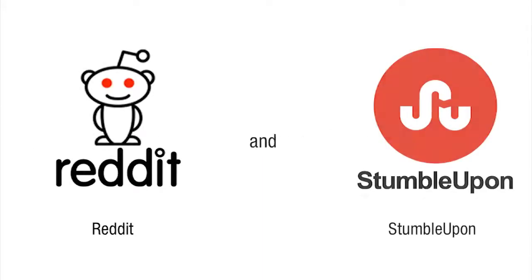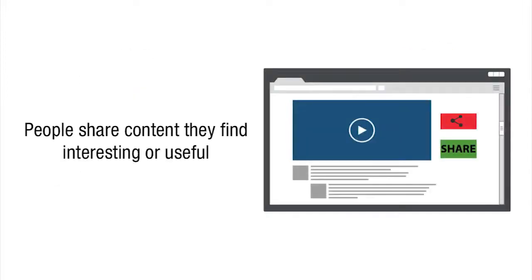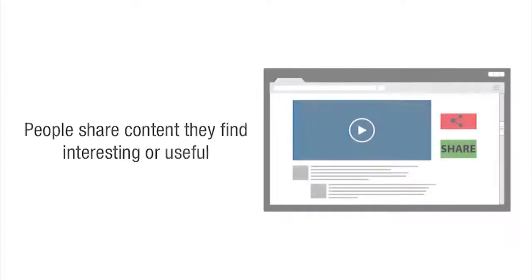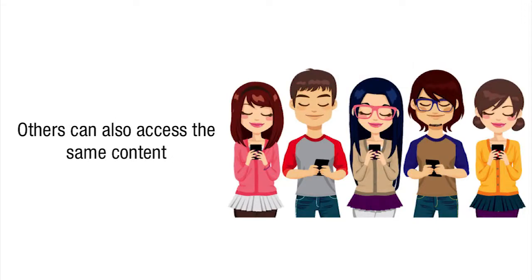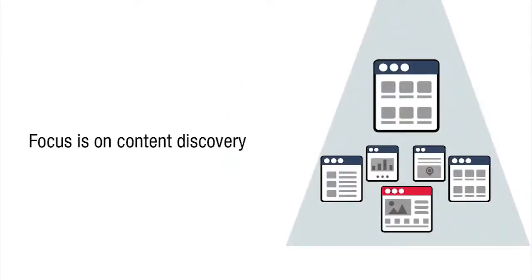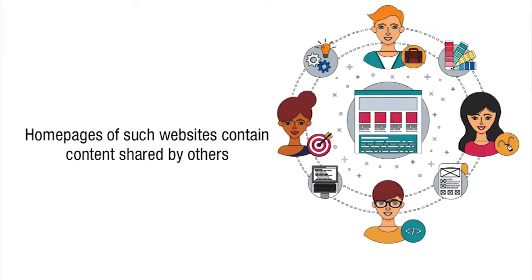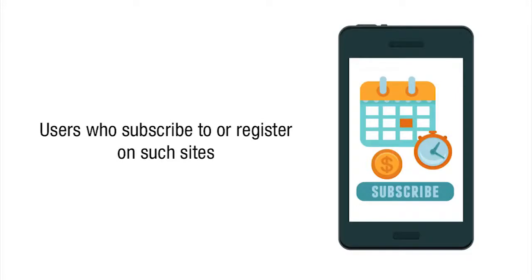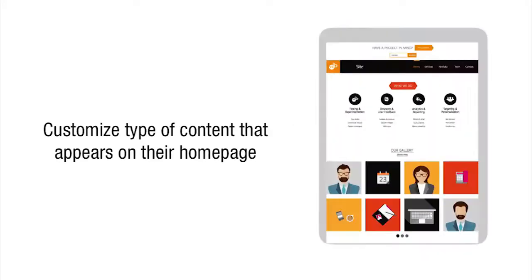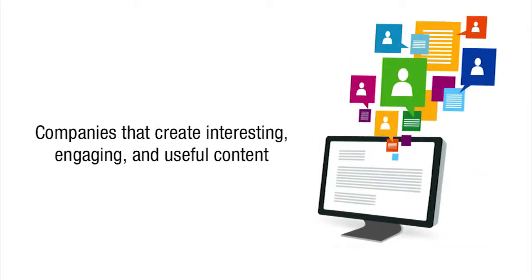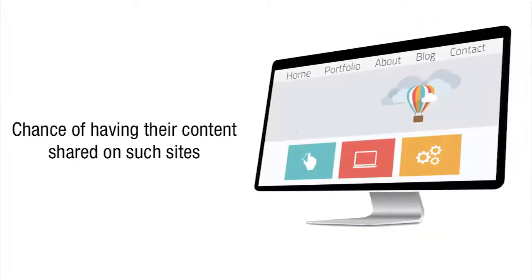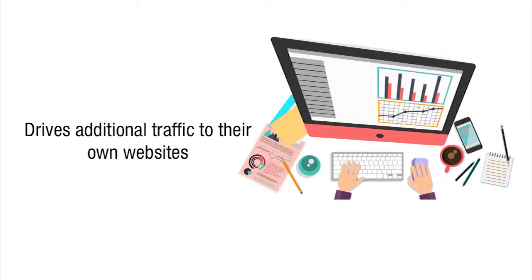Content discovery sites. These sites, such as Reddit and StumbleUpon, are those where people share content they find interesting or useful so that others can also access the same content. Because the focus is on content discovery, the home pages of such websites generally contain content shared by others. Users who subscribe to or register on such sites can customize the type of content that appears on their home page. Companies that create interesting, engaging, and useful content stand a good chance of having their content shared on such sites, which in turn drives additional traffic to their own websites.